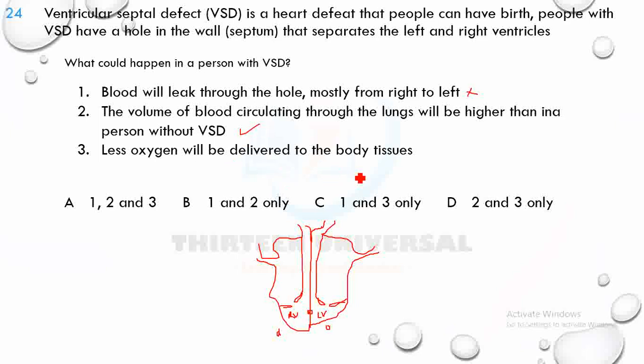Less oxygen will be delivered to the body tissue. Yes, because less oxygenated blood is pumped into the aorta from the left ventricle. This is the aorta. Less blood, you get? And then less oxygen is delivered.